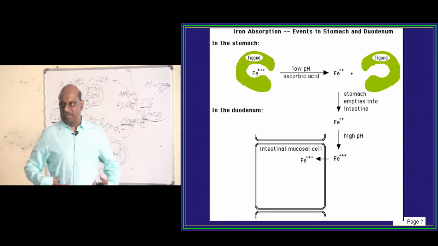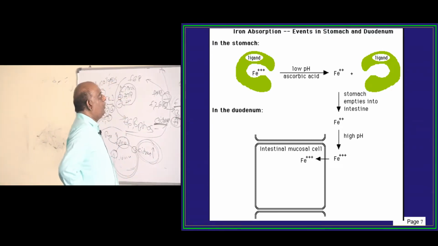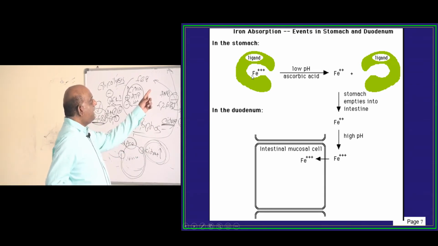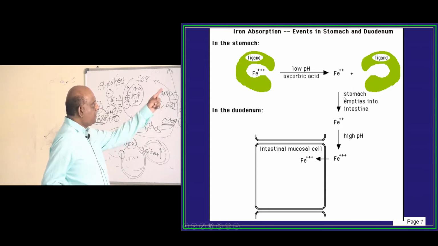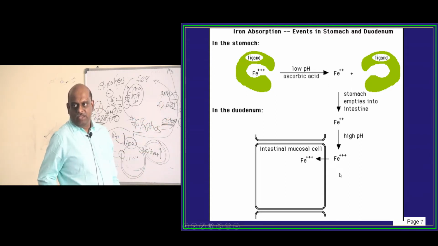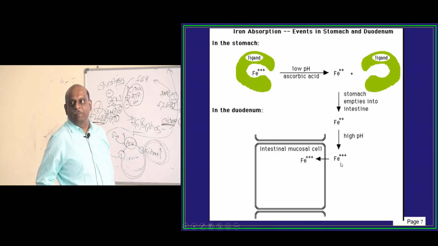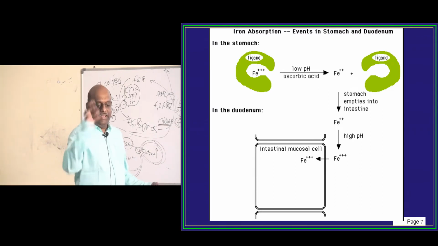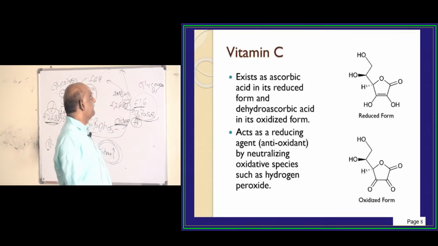So in the stomach, you have an acidic pH. You also have ascorbic acid that converts Fe+3 to become Fe+2, and Fe+2 comes into the intestine where there is a high pH, and it once more becomes Fe+3 and it gets absorbed into the intestinal mucosal cell. इसलिए vitamin C is required for the absorption of the iron.